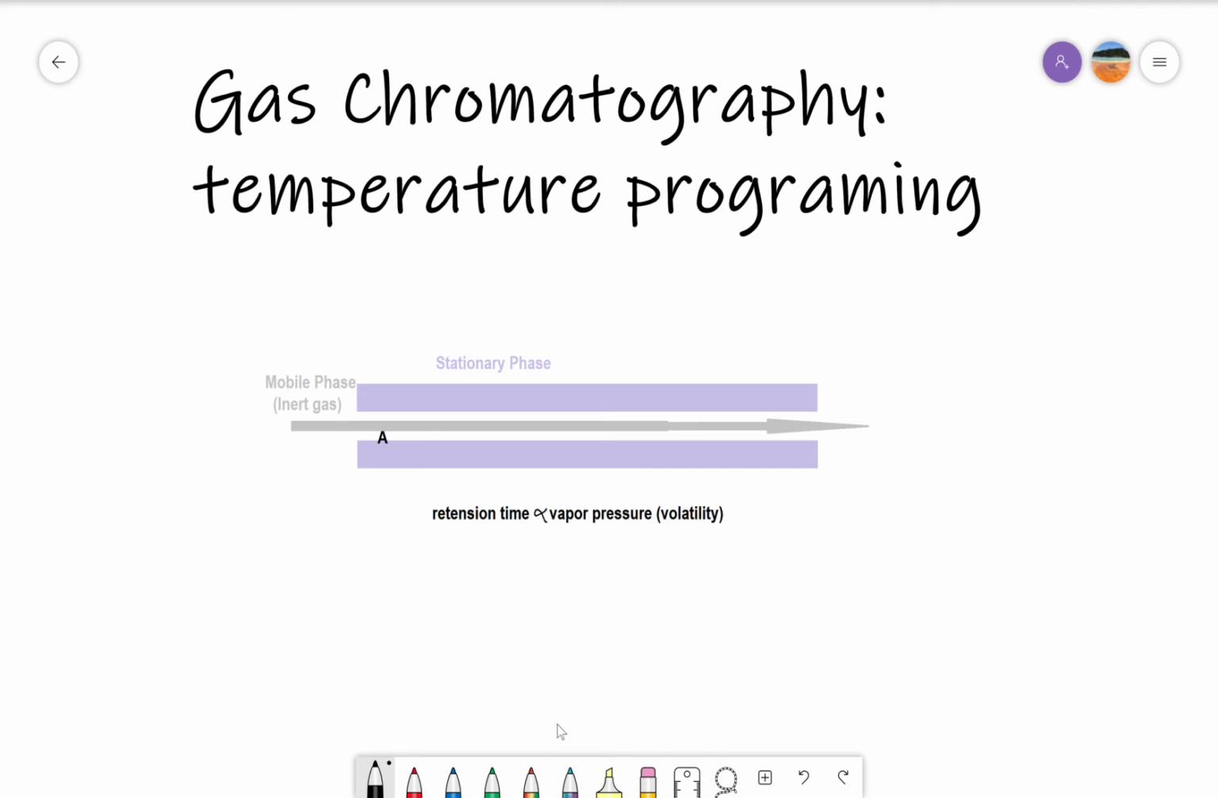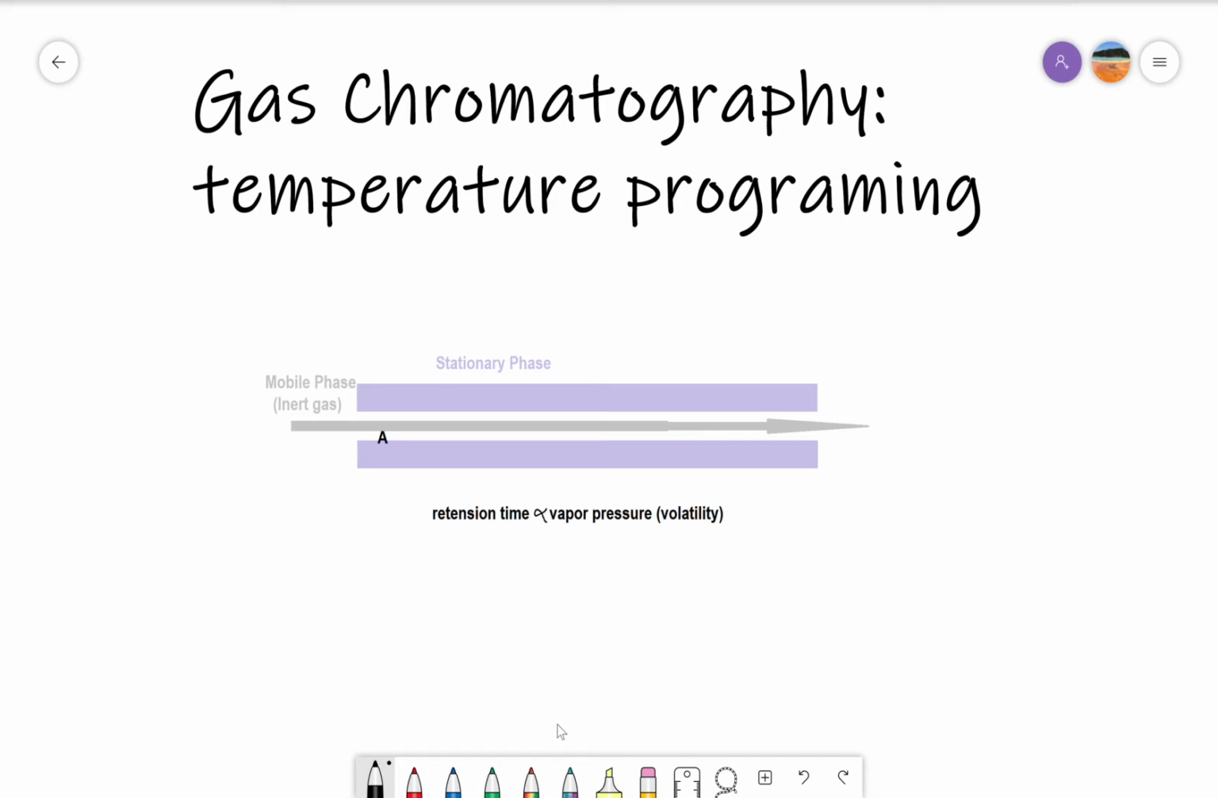In this video, we are going to be discussing gas chromatography, a specific type of column chromatography in which the mobile phase is just an inert gas. We are also going to be discussing the effect of temperature on elution time and the concept of temperature programming.